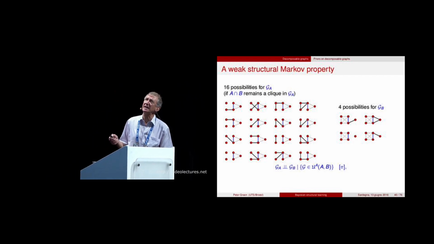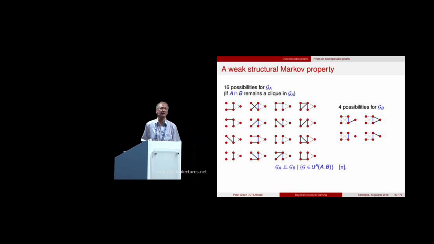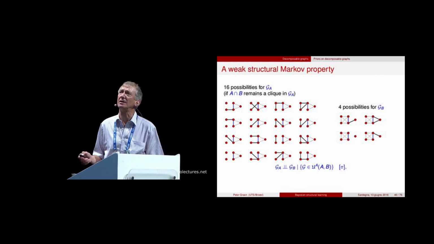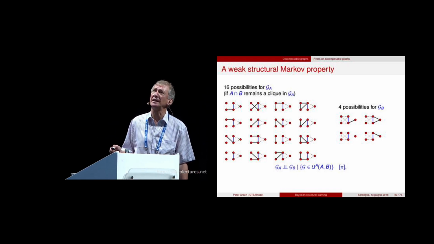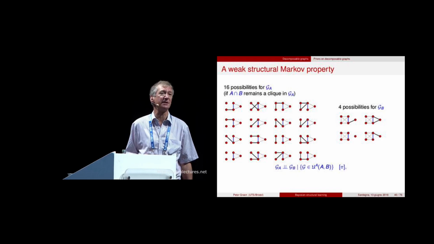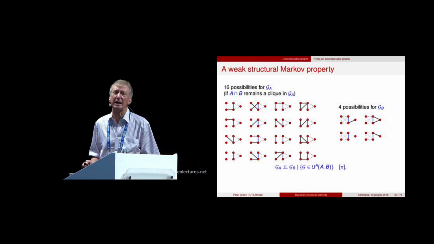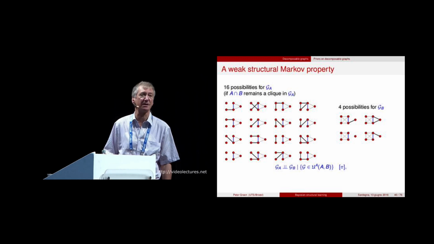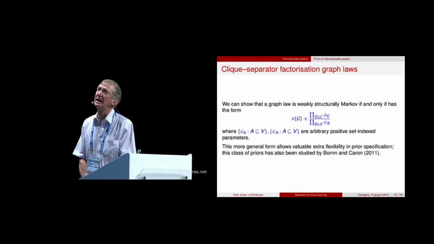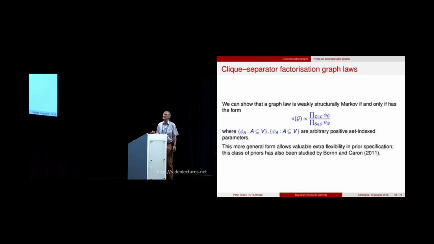The vertex set are these 5 red dots. A is the 4 on the left, the square on the left. B is the triangle on the right. I'm conditioning throughout on A and B being connected, because we want it to be a decomposition. And I'm also conditioning on the graph that A intersection B remains a clique in GA. And that leaves us with 16 possibilities for GA and 4 possibilities for GB, these dotted lines. And so the weak structural Markov property would say that your choice among those and your choice among those have to be independent for every such A and B. And the remarkable thing is this can still lead to a factorization property, slightly more general, because we can now have different functions in the denominator and the numerator.